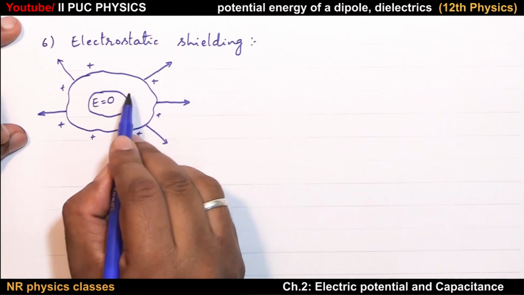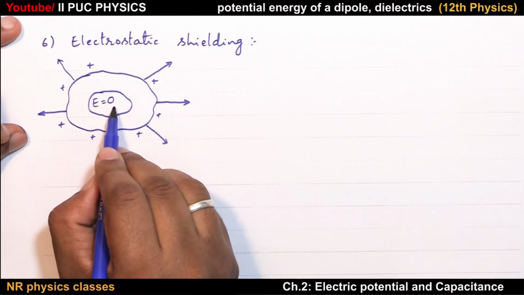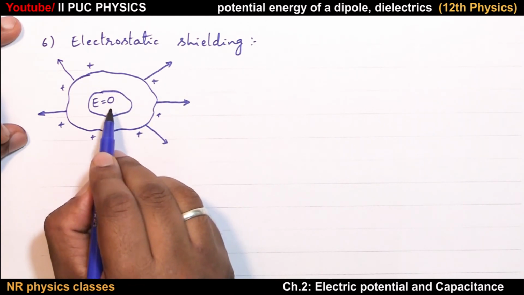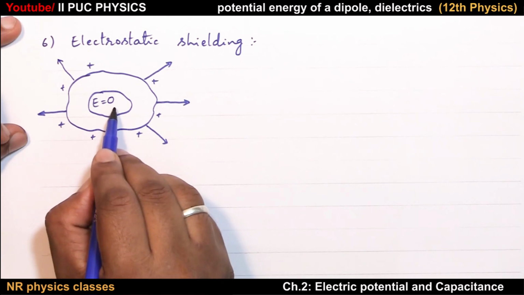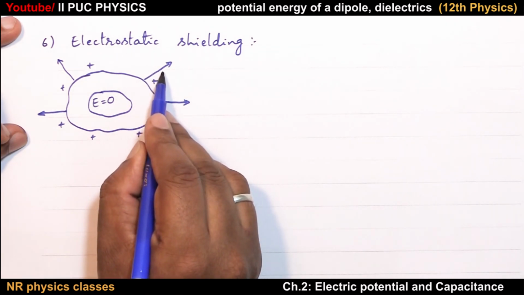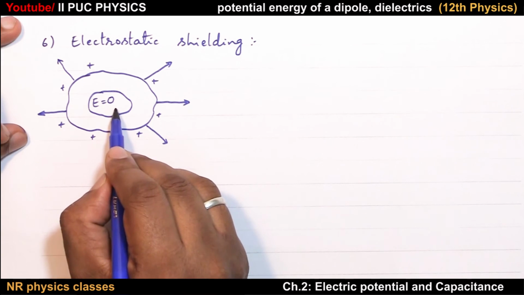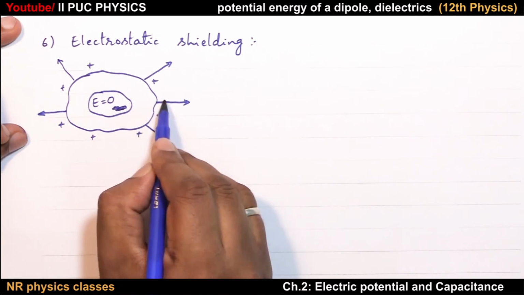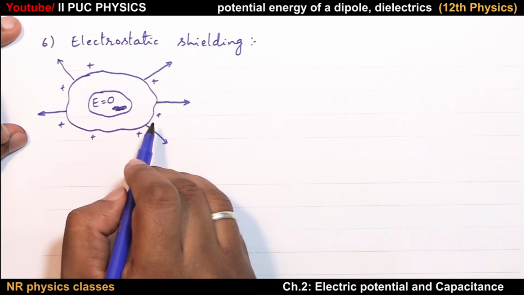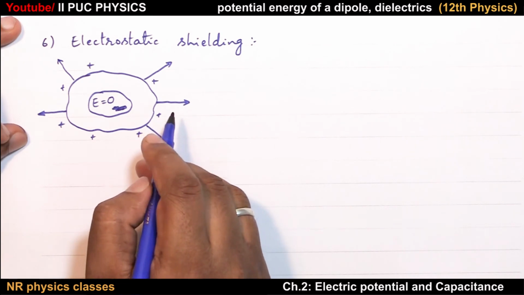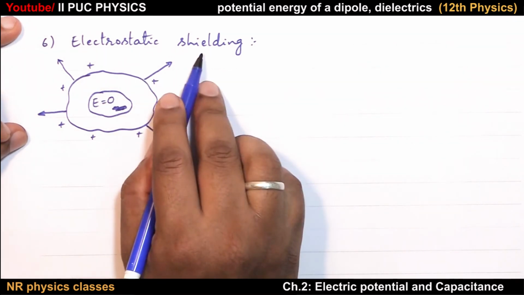So if you keep some material sensitive to electric field inside this cavity, then that material will be free from this external electric field. Means that material, that object will be shielded from this electric field. So that is called electrostatic shielding.